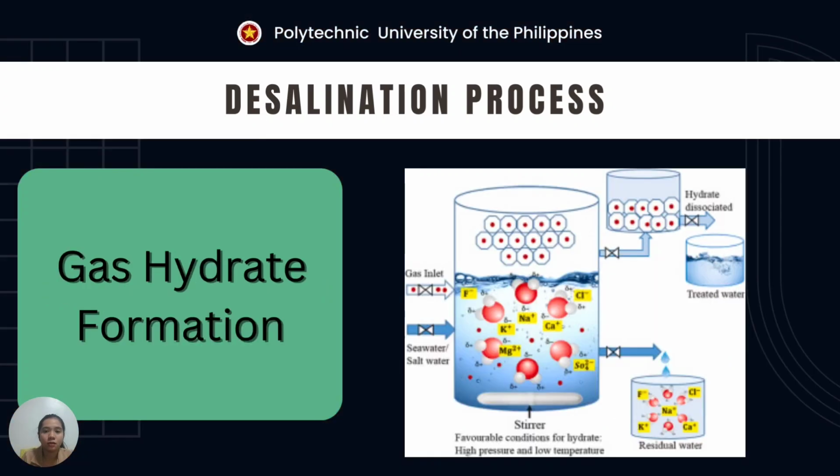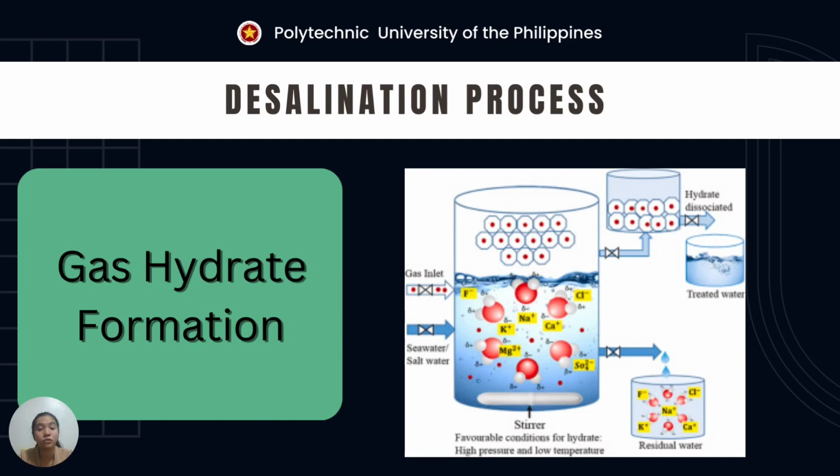Next is gas hydrate. Gas hydrates are solid particles that are formed by combining water with a gas, such as propane, at high pressure and low temperature. During the process, all the salts and impurities present in the water disappear, and as the temperature increases, the gas can be recovered, leaving fresh water.